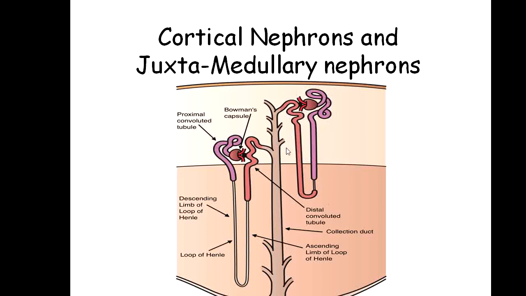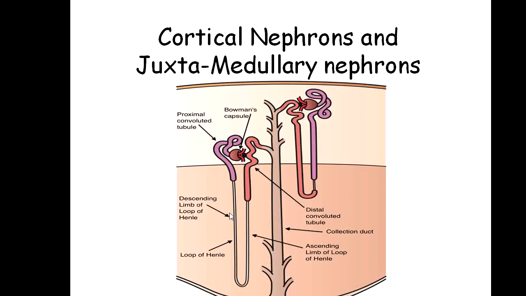The large portion of the cortical nephron is in the cortex region of the kidney, and the smaller portion, especially the descending tubule and the loop of Henle, is inside the medulla of the kidney, while the juxta-medullary nephron has a large portion inside the medulla and a small portion inside the cortex. 85% of nephrons inside the kidney are cortical nephrons, while 15% are juxta-medullary nephrons.